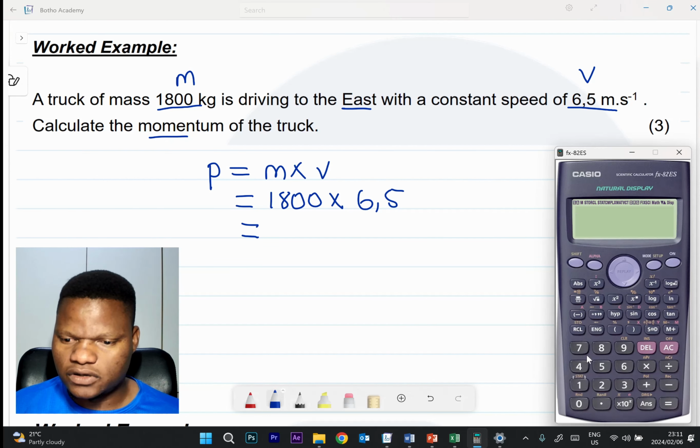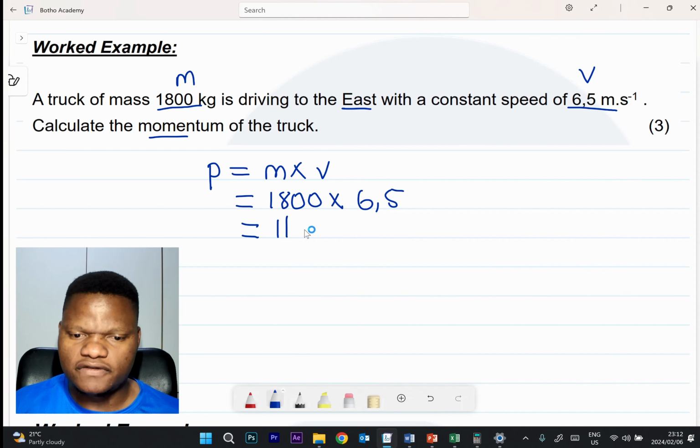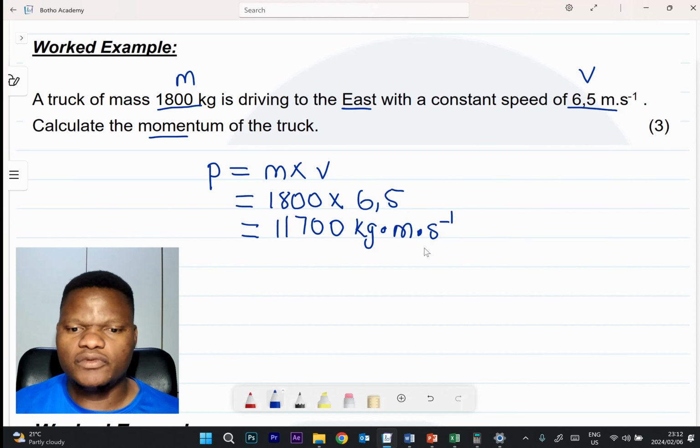Let's go to the calculator. 1,800 multiplied by 6.5 gives us 11,700. So the answer would be 11,700 kilogram meters per second. These are the units for momentum.